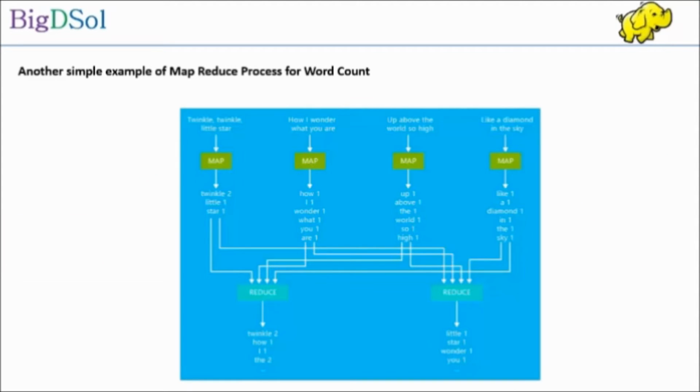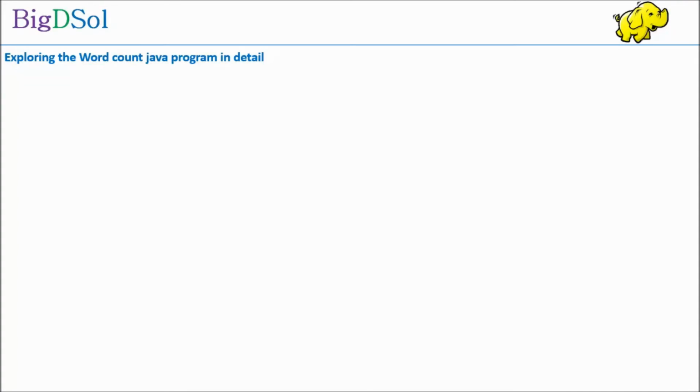Another simple example of word count, explaining the twinkle twinkle rhyme word count. You can observe how map and reduce work in harmony to produce the results. Now we are going to dig into one sample MapReduce Java program. The objective of the program is to count the number of distinct words in each file.